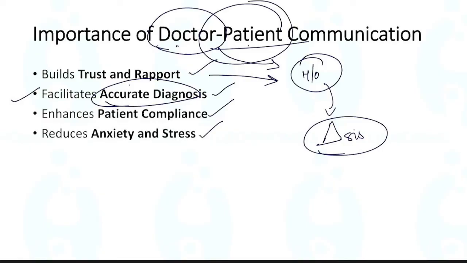So if and only if the communication is proper, then only is the trust built, then only is the rapport proper, then only will we get a history. If we get the history, then only will we get a proper diagnosis. And if we get a proper diagnosis, then obviously we'll get proper treatment also. And if the patient and doctor trust is built, then only will the patient take the medicines and follow whatever the doctor is suggesting. Fine. That was the third one.